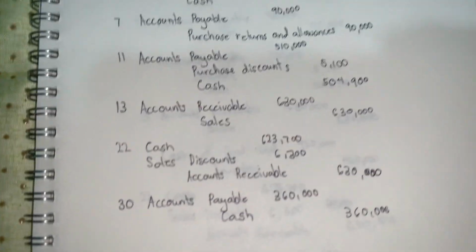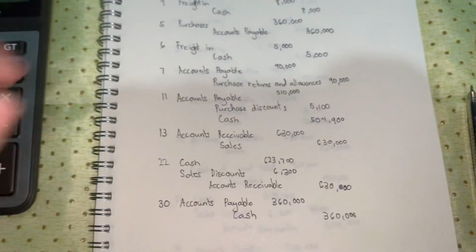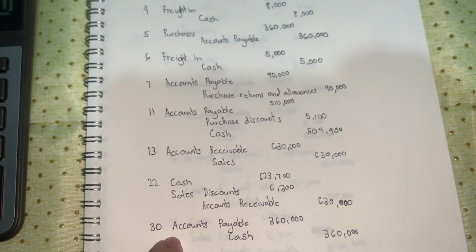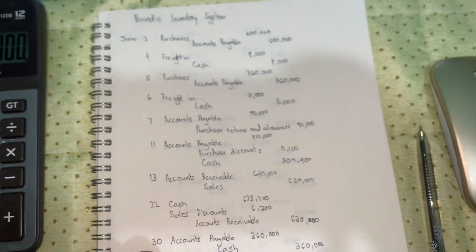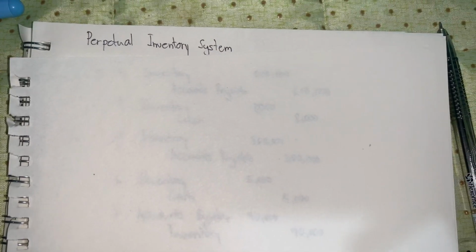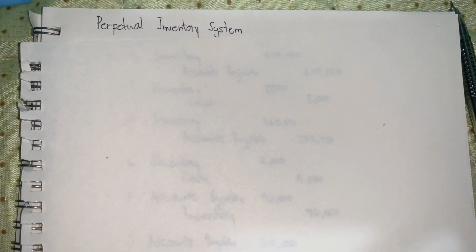So yeah, we paid for our purchase in this entry, so normal entry: we debit accounts payable and credit cash. And that's it for our periodic inventory system. The next one is called perpetual inventory system. So it's the same problem.